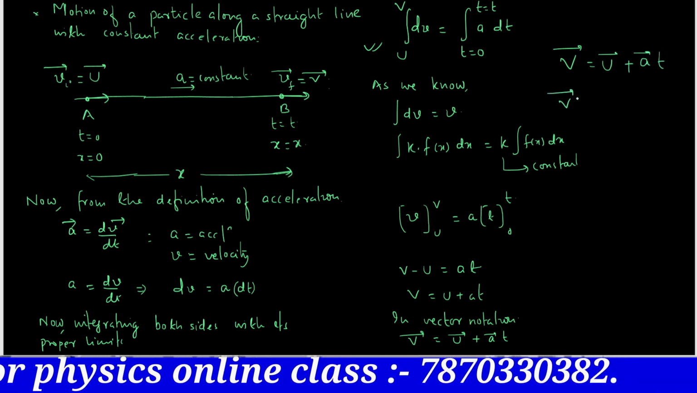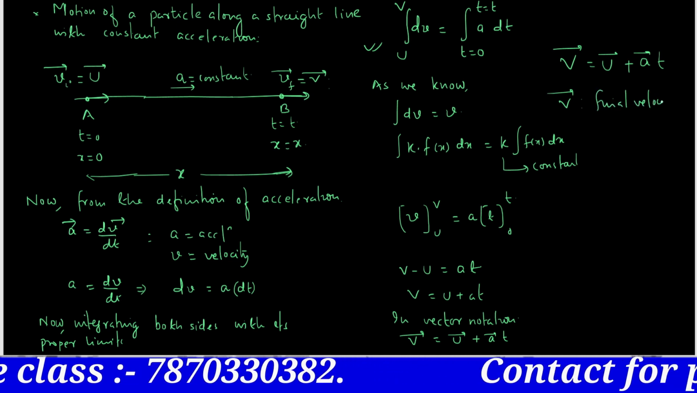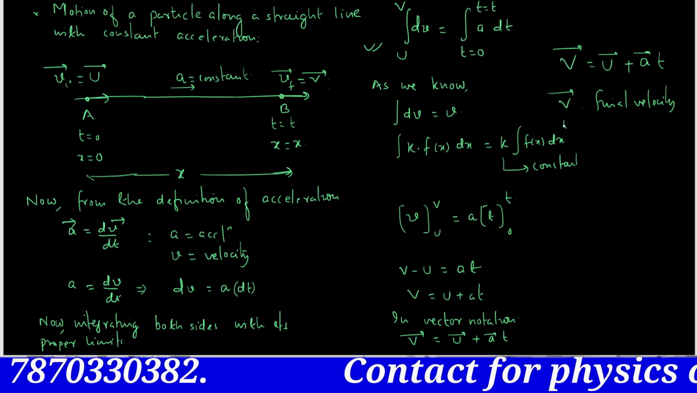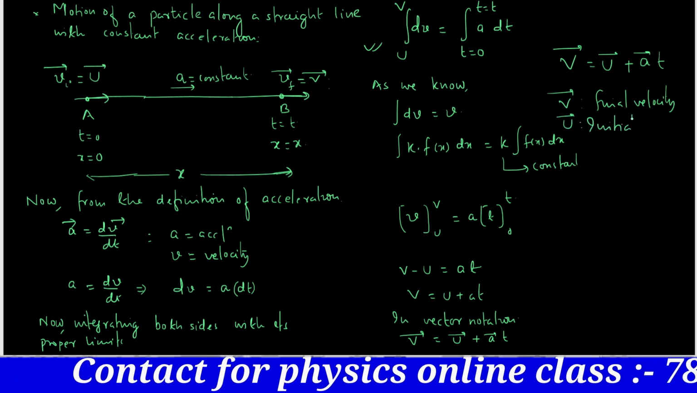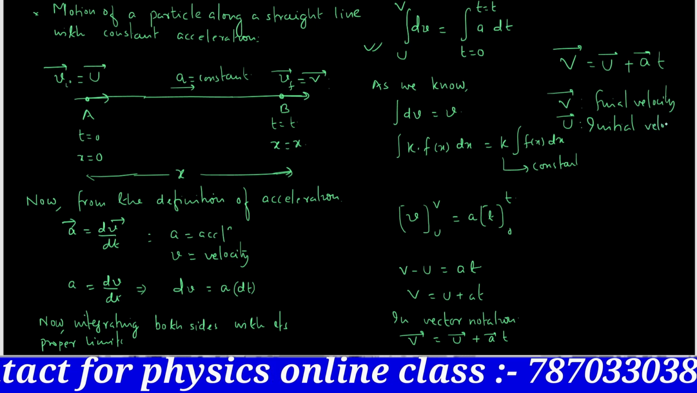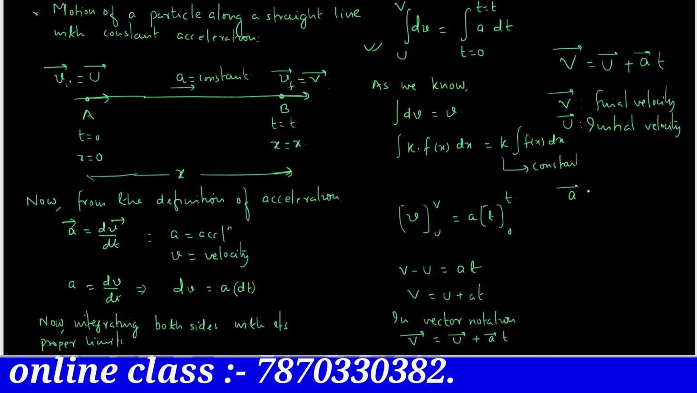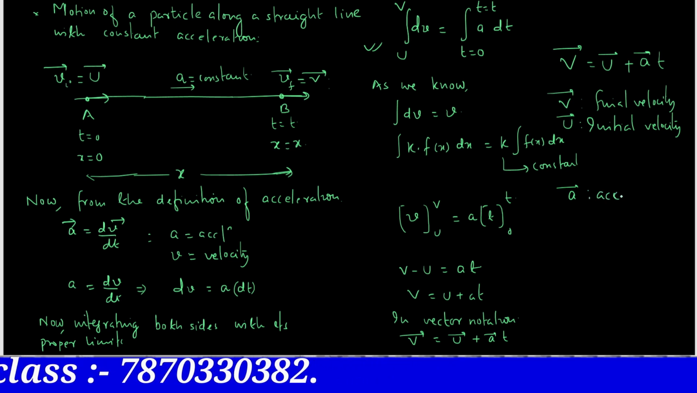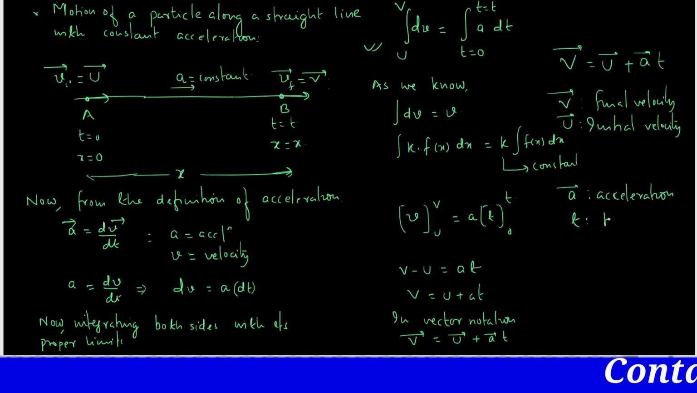v means final velocity. u means initial velocity. a means acceleration, and t means time. Any problem?